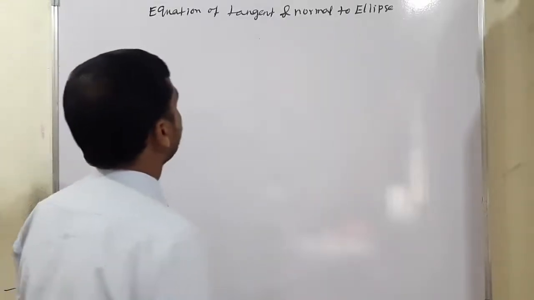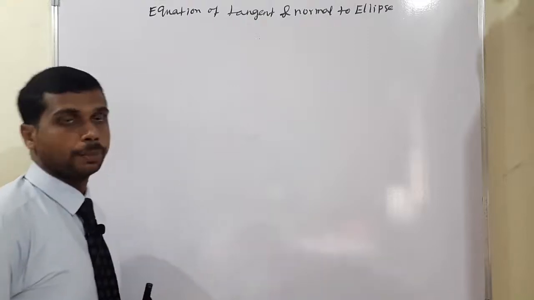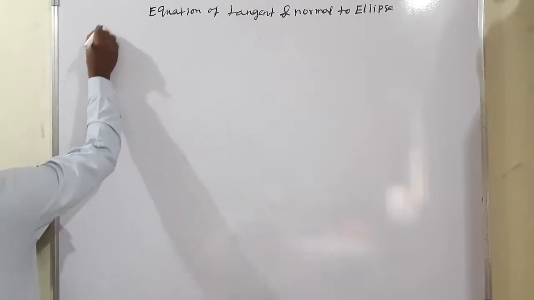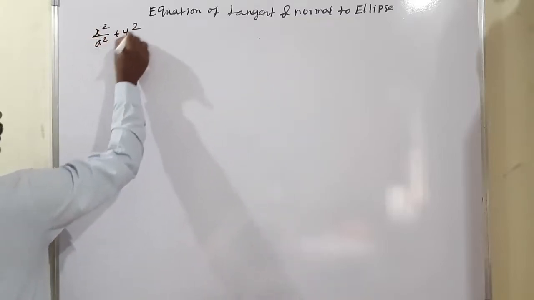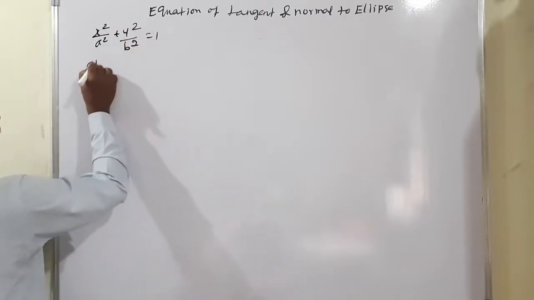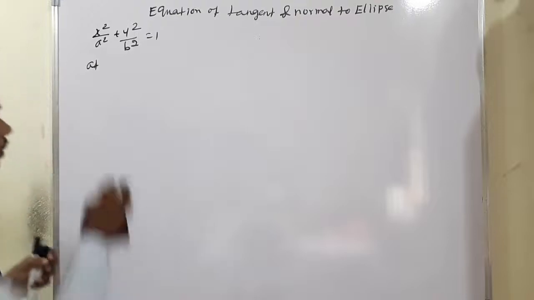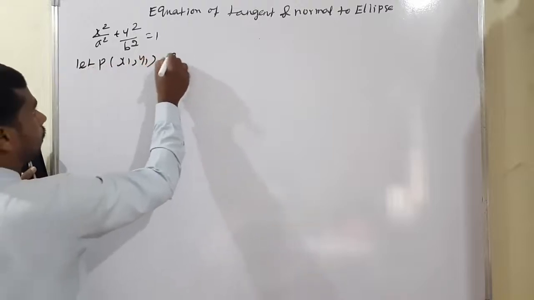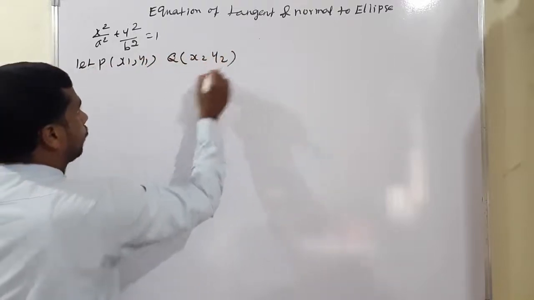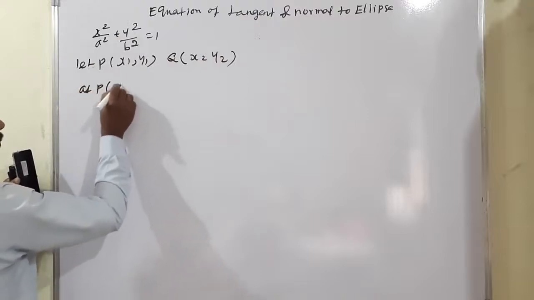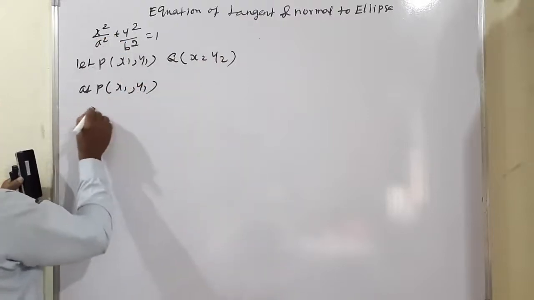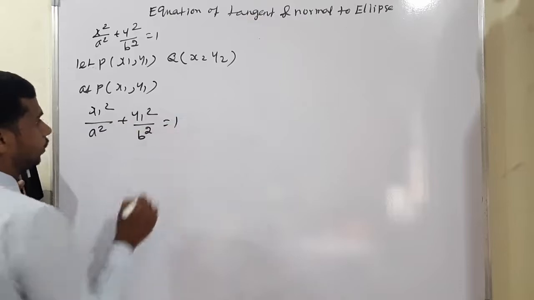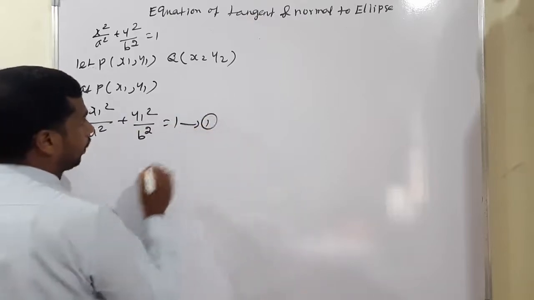Now moving to how to find the equation of normal and tangent to an ellipse in parametric form. First the basic form: equation of ellipse x square by a square plus y square by b square is equal to 1. So let point P be x1 comma y1, then point Q be x2 comma y2. At P, x1 comma y1, what will happen? x1 square divided by a square plus y1 square divided by b square is equal to 1. This is considered equation number 1.